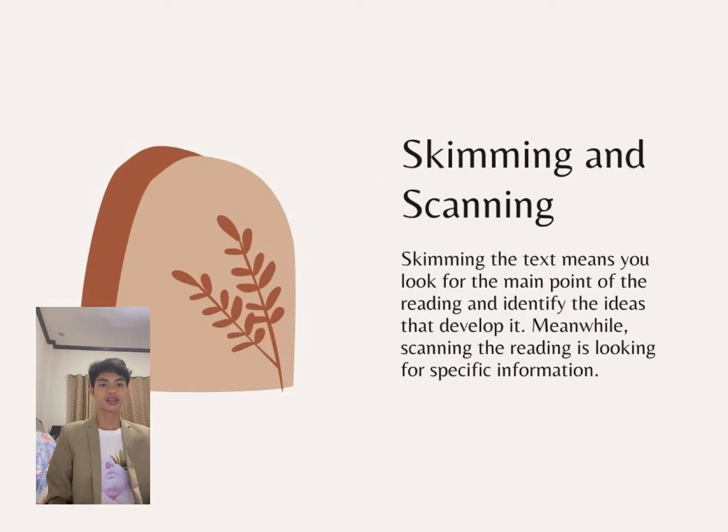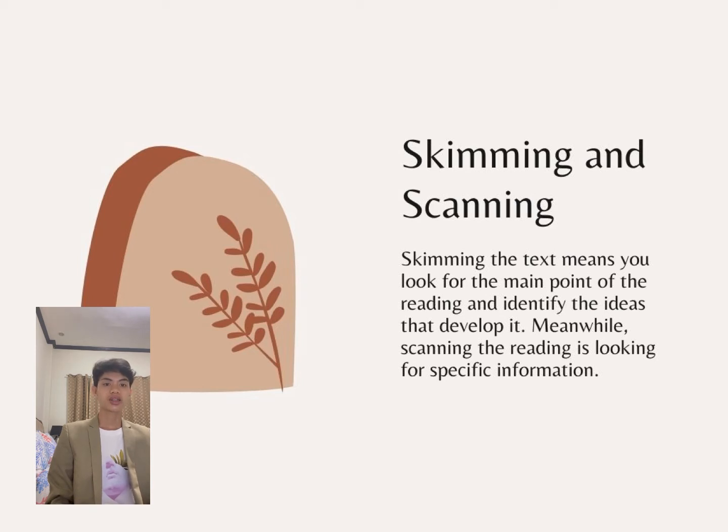Next is skimming and scanning. Skimming is defined as a technique where we look for the main point of reading and identify the ideas that develop it. So, skimming is a technique we use if we only want to get the main point of the text. In skimming, we just let our eyes wander along with our fingers as we trace the lines in the text that we read. It could also speed up our reading, and with this we are still able to get the gist of what we are reading, which is also easy on my part.